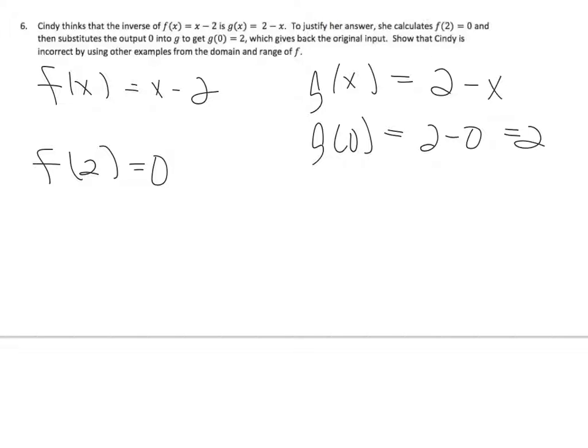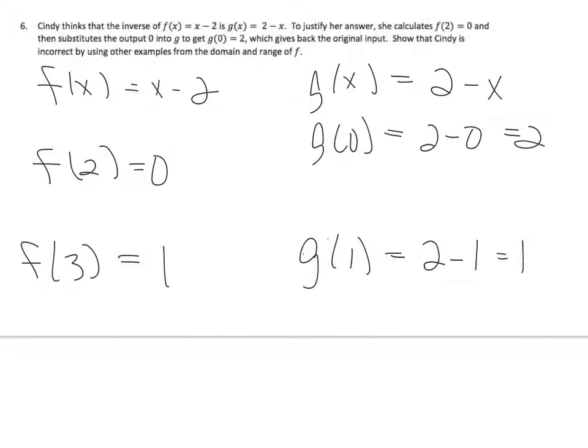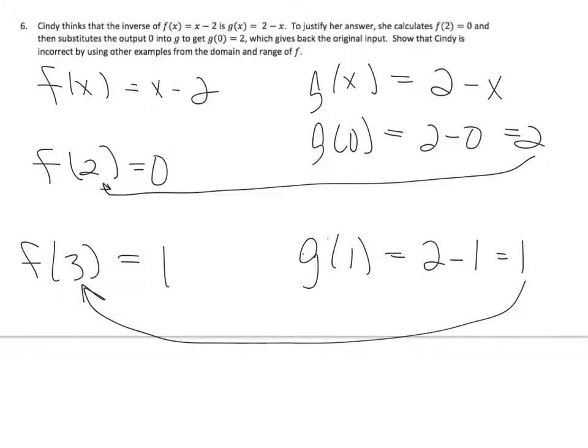Well, let's try another number, right? Let's try f of 3 equals 3 minus 2, which is 1. So I should be able to put that back into here. Sorry, wrong letter. g of 1, which is 2 minus 1, is 1. So I'm supposed to get 3 back, just like here I got 2 back. So nope, it doesn't work. Okay, it has to work for any number, not just a select few.